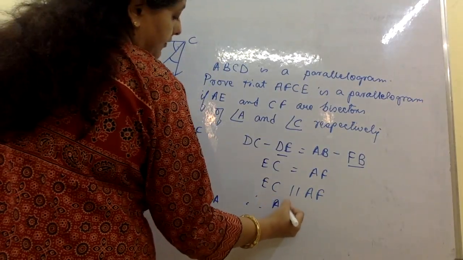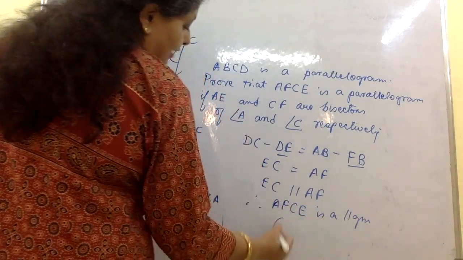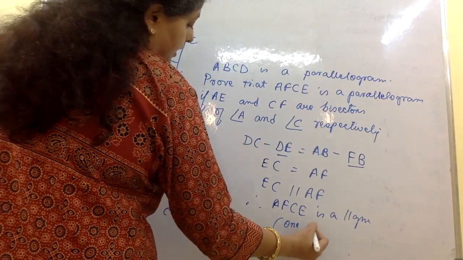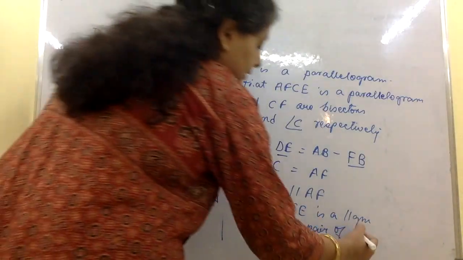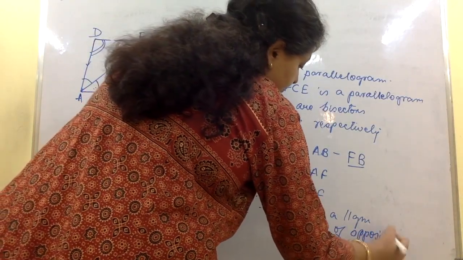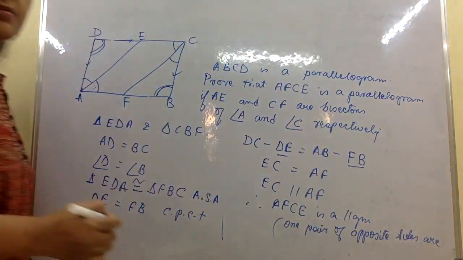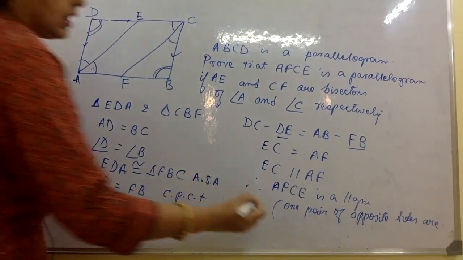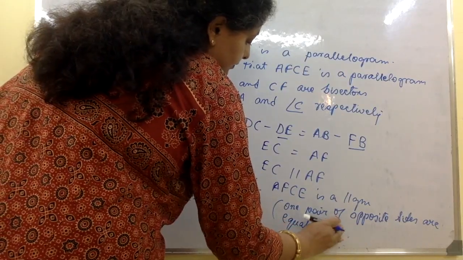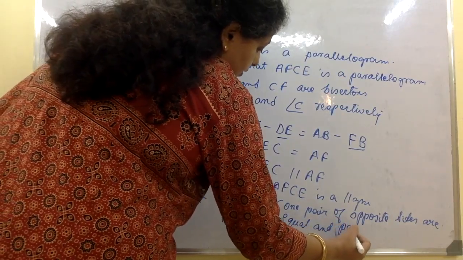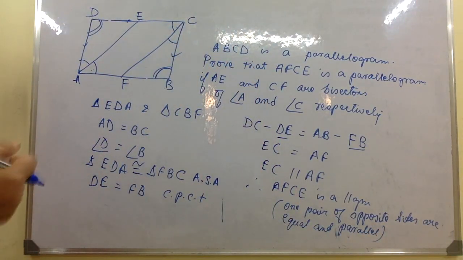Therefore, AFCE is a parallelogram. Why? One pair of opposite sides are equal and parallel. That's why. Okay. One pair of opposite sides are equal and parallel.